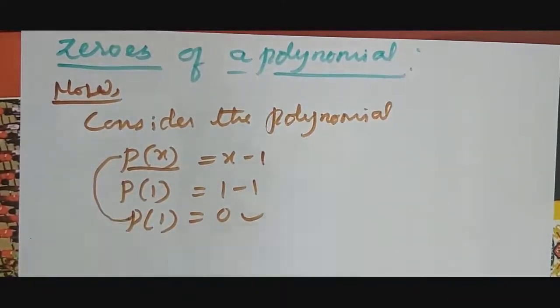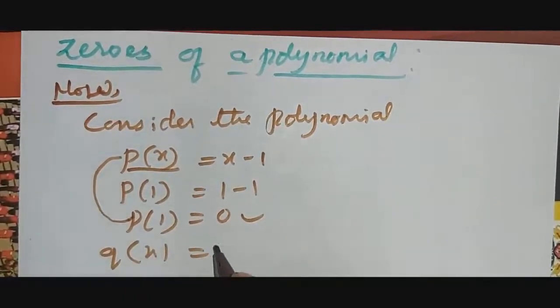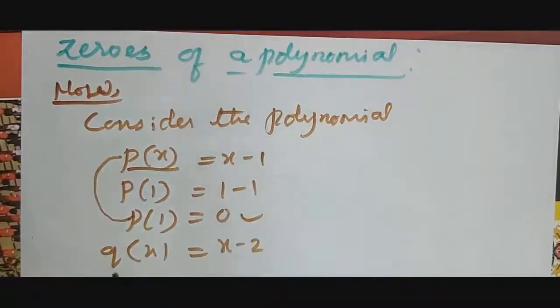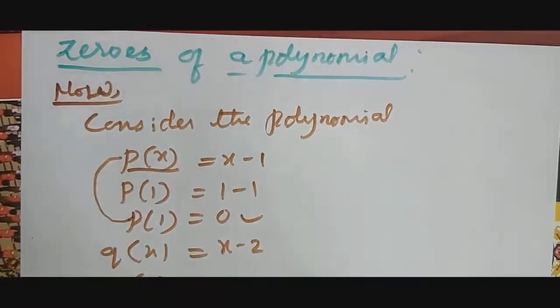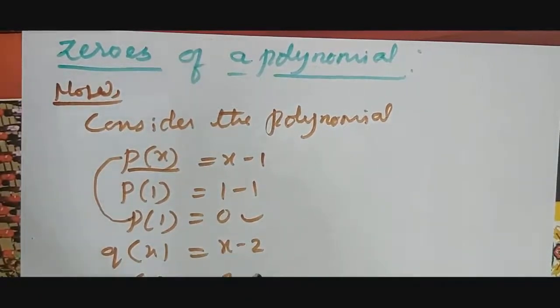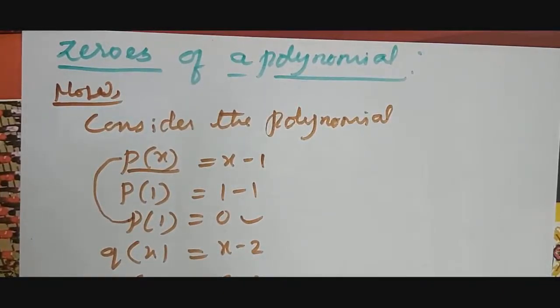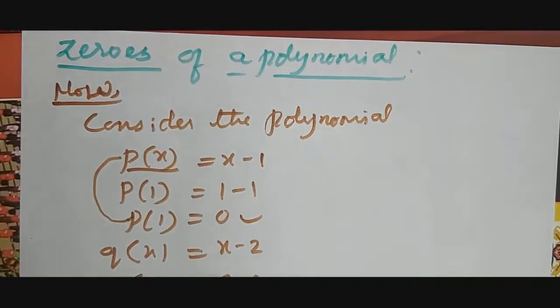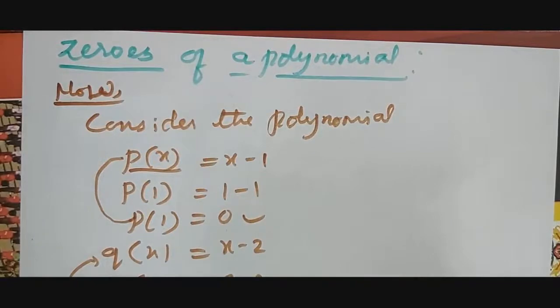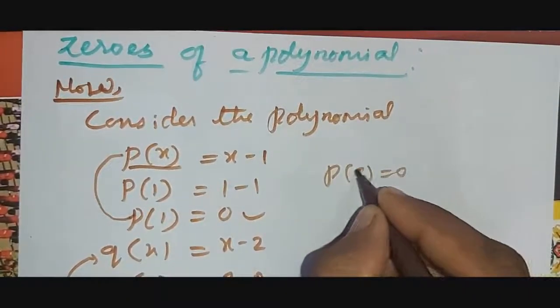Similarly, you can check that 2 is a zero of the polynomial q of x is equal to x minus 2. If we take x is equal to 2, let us check whether 2 is a zero of q of x or not. 2 minus 2 is equal to 0. So 2 is the zero of the polynomial q of x. A zero of a polynomial p of x is a number c such that p of c is equal to 0.